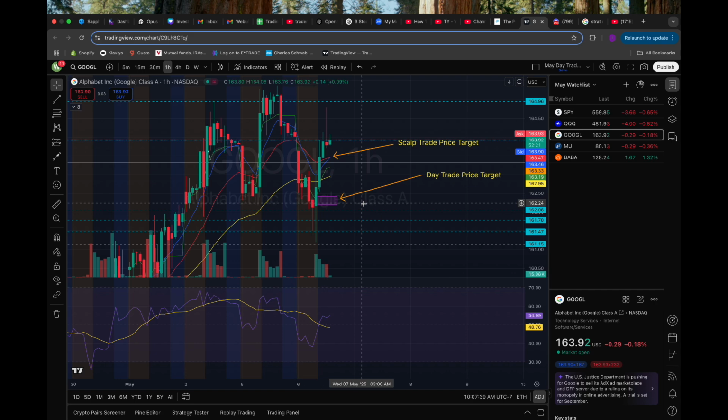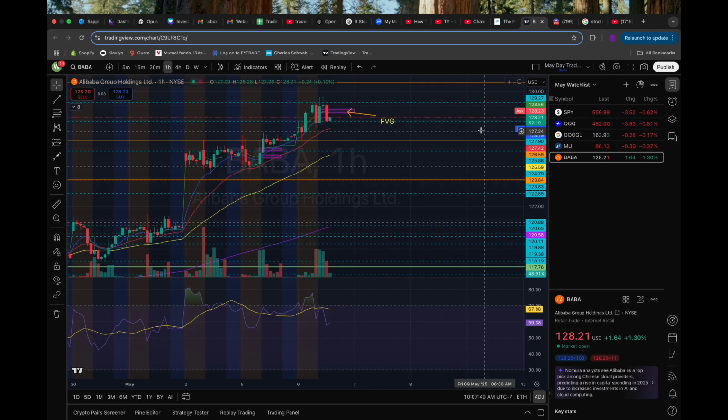All right. So that would be my price target on a day trade. It would be right here. And if I was scalping, it would be right here. Right. Now, let's go to Alibaba.